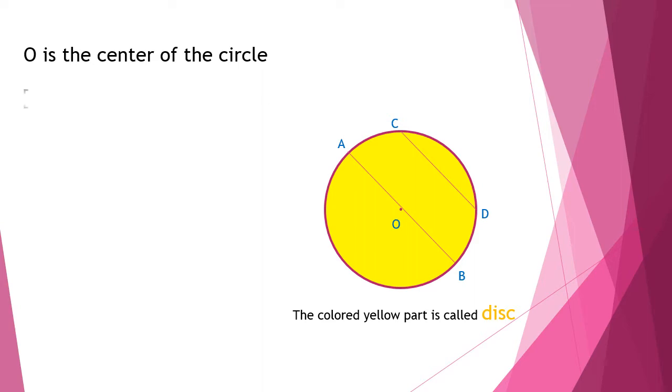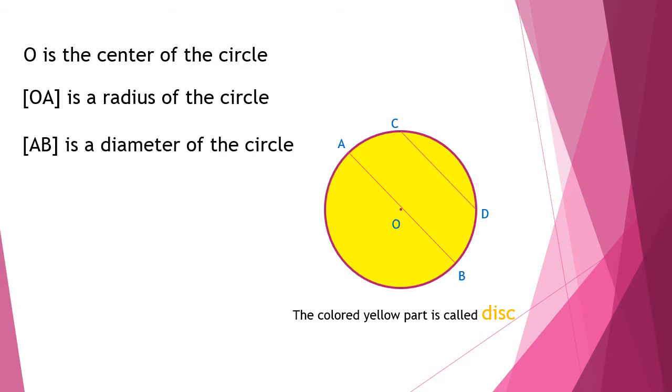Now, AO or OA is a radius of the circle. The radius is a segment from the center to the extremity of the circle. So we have OA is a radius in this circle, and also OB is a radius.